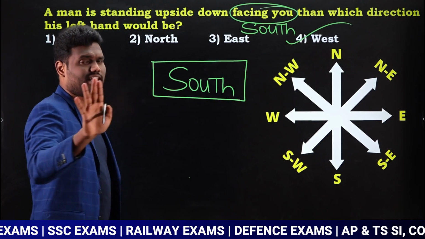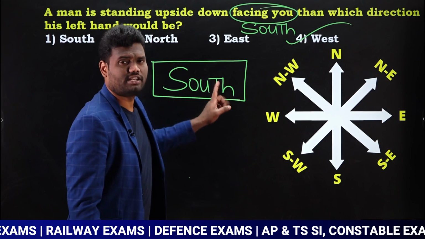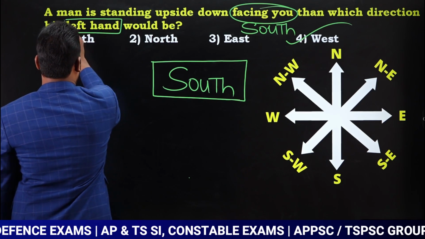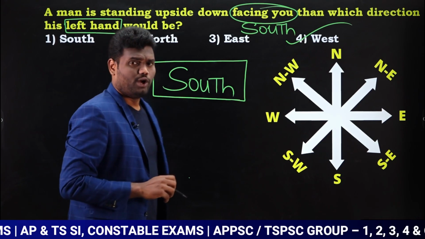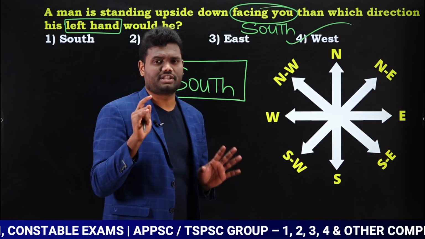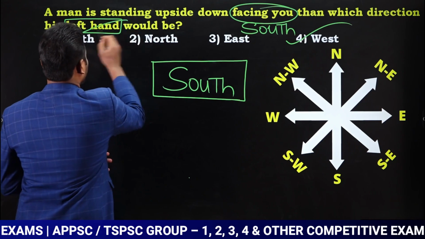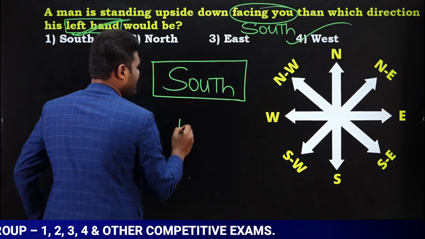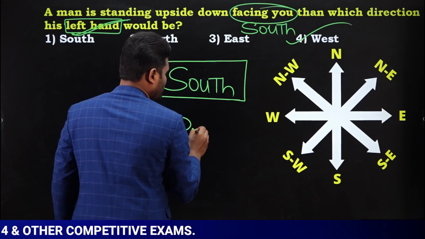Facing you means it is nothing but south direction. So the direction mentioned is south. Look at the hand. Actually they are asking about the left hand. But what you have to do is, instead of doing all the calculation, simply change the hand. Actually they have given you the left hand, but you take the right hand. That's it.